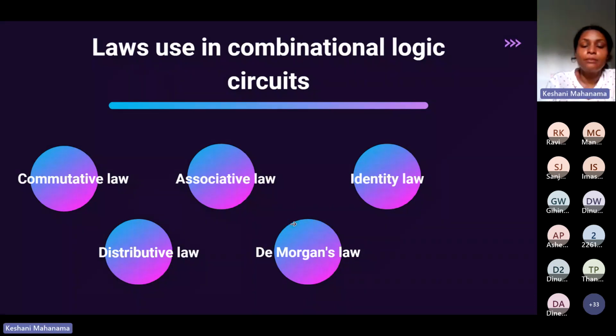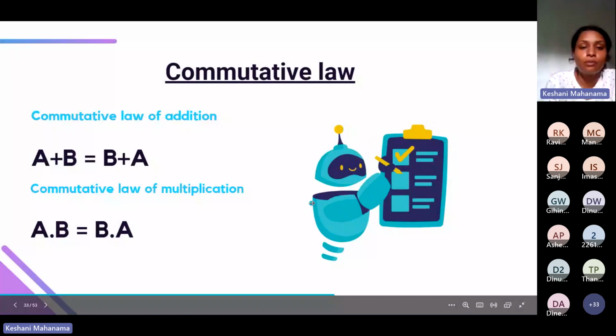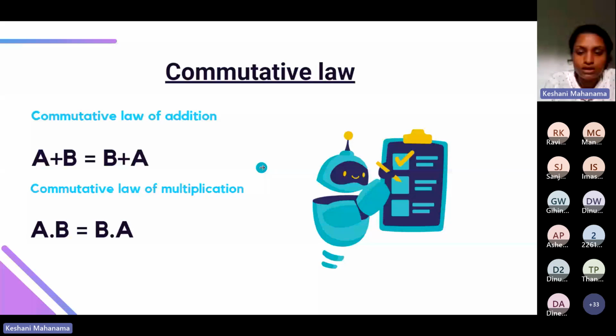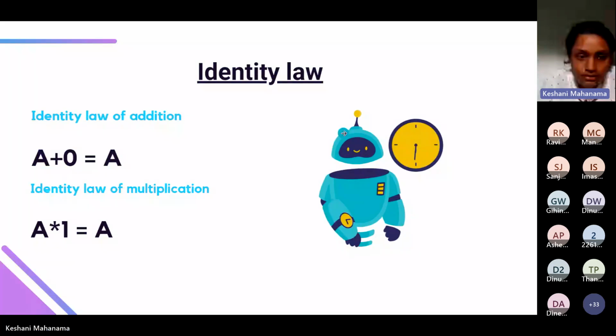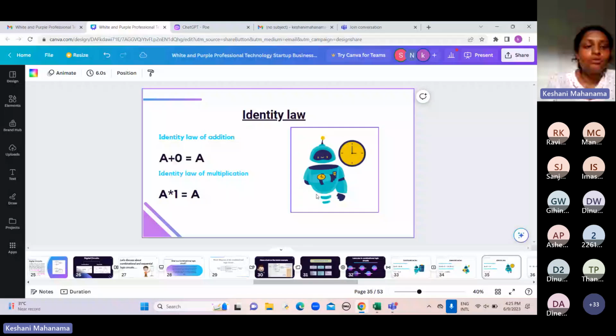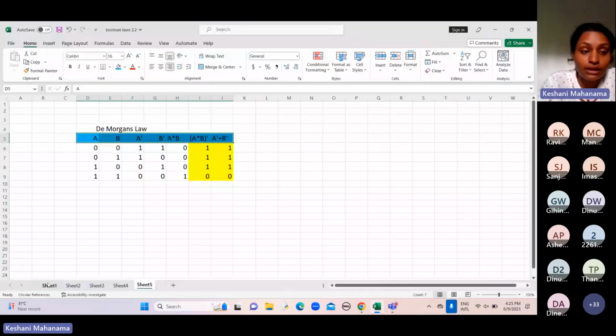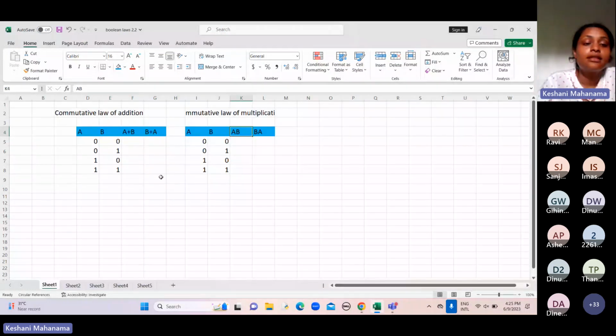Commutative law can be presented in two ways: commutative law of addition and commutative law of multiplication. I would like to show this using an Excel sheet, then you can gain a good idea about it. So, commutative law of addition. Here I have used two inputs, A and B. These zeros and ones are the number of ways in which I can present these zeros and ones. Here actually we can get this.